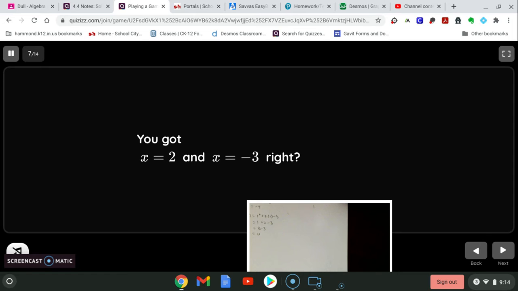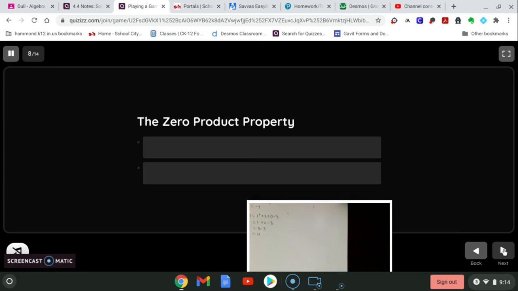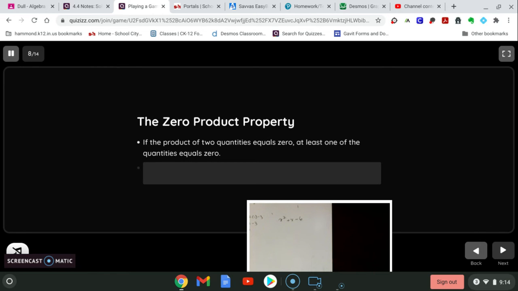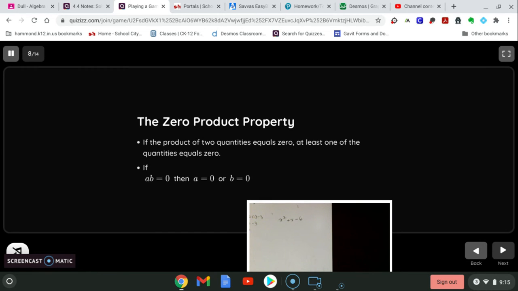So if you did work this out and got x equals -2 and x equals -3, where could that possibly come from? Let's think about something called the zero product property. What the zero product property tells us is if I have two things or more than two things and I multiply together and I get 0 for their product, then at least one of the quantities has to be equal to 0. The way we write that algebraically is if AB equals 0, then A is 0 or B is 0.